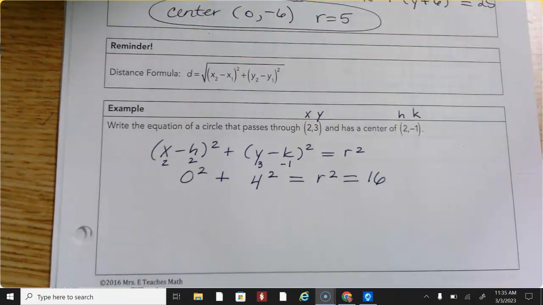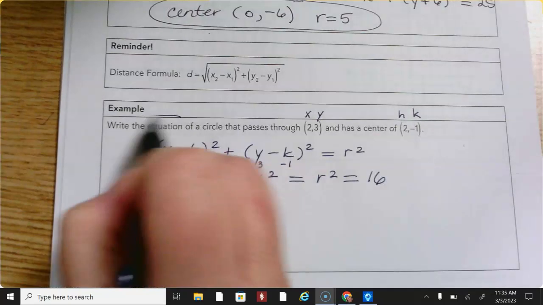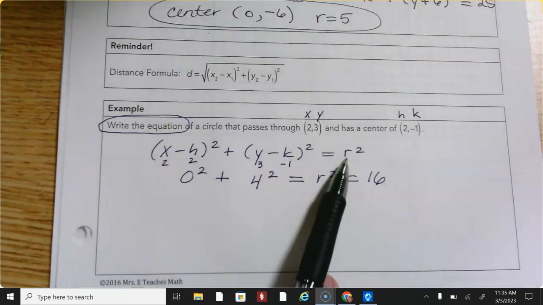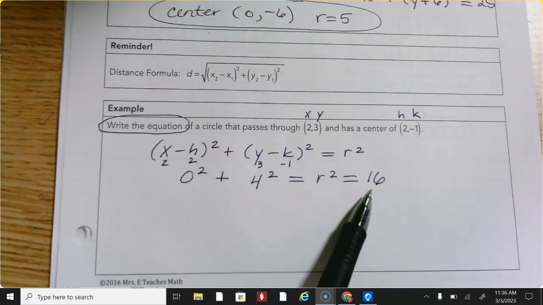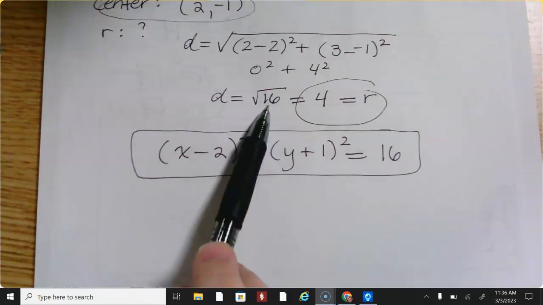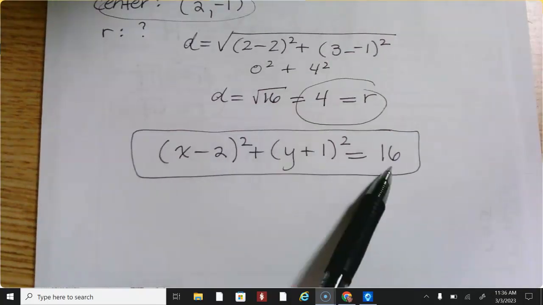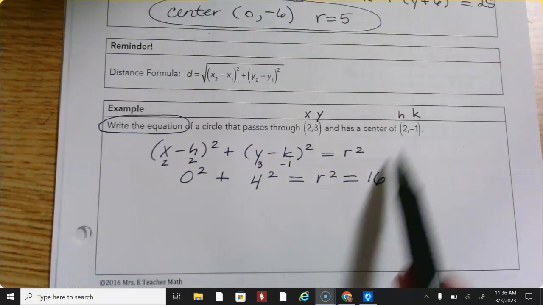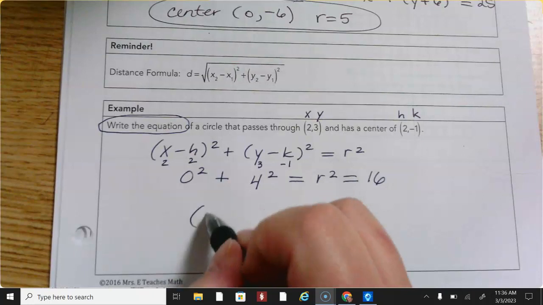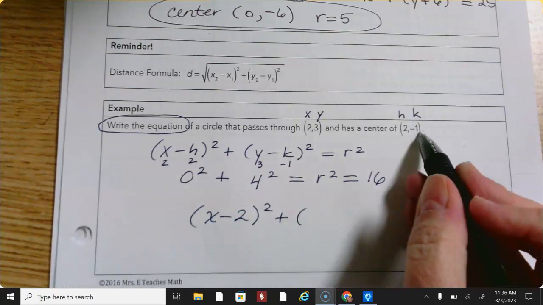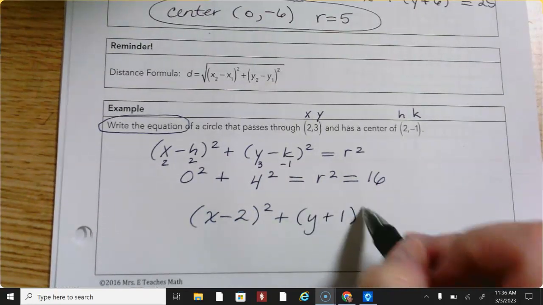Now I could find r, but I don't need to. I was asked to write the equation, not find r. So technically, if I'm writing the equation, then what I need is r squared, and I have it. So the only shortcut really is that I don't have to take the square root and then re-square it later, because that's really what I did here. I had 16, I took the square root, and then I squared it and got back to 16. This gets me there a little more directly. So now I have r squared, and I have the center. I'm ready to write my equation. X minus 2 squared plus y plus 1 squared equals 16.